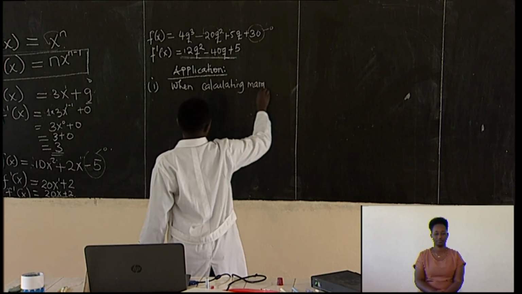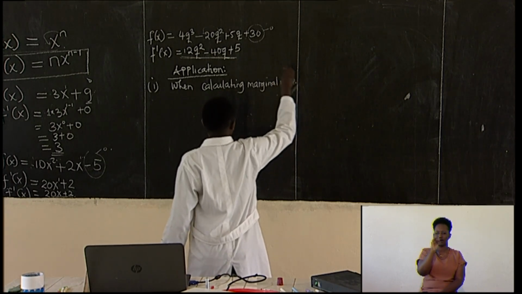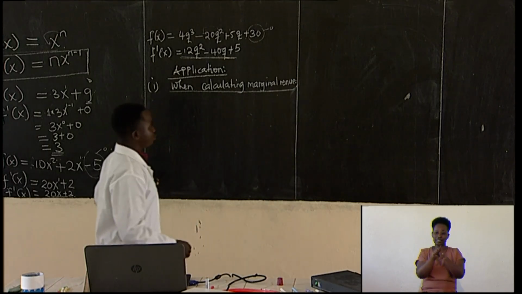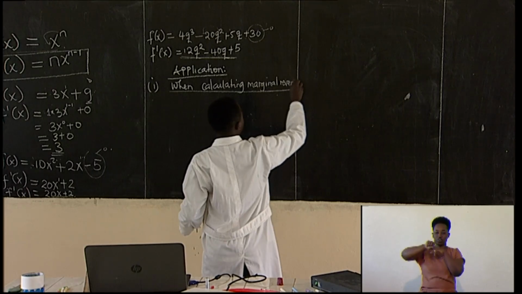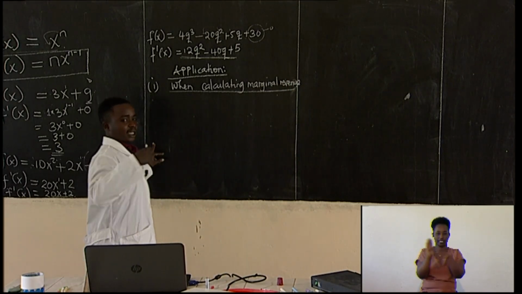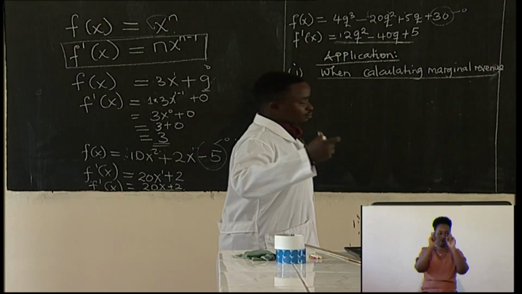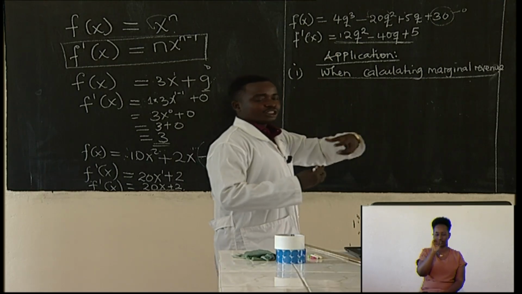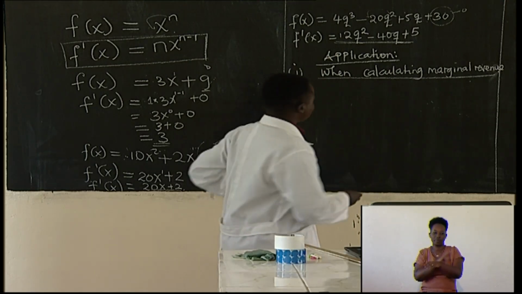So what is marginal revenue? Revenue is the income that a business gets. And when you say marginal revenue, it is the additional revenue generated by the business after selling an extra unit of output. Marginal: additional income generated by the business after selling an extra unit of output.